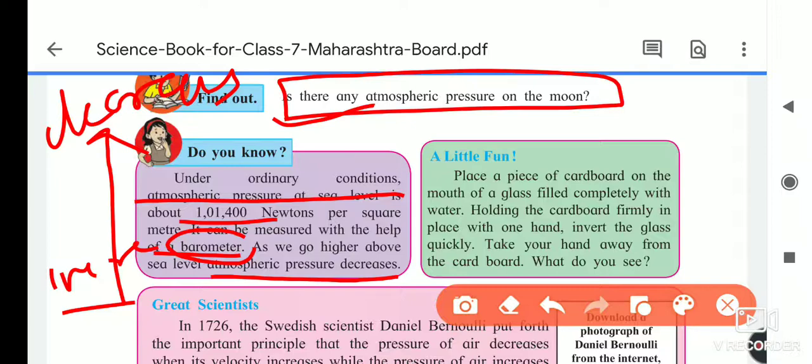Place a piece of cardboard on the mouth of a glass filled completely with water. Holding the cardboard firmly, invert the glass quickly, then take your hand away from the cardboard. What do you see? Now we will see the fun experiment of the glass full of water and the cardboard.